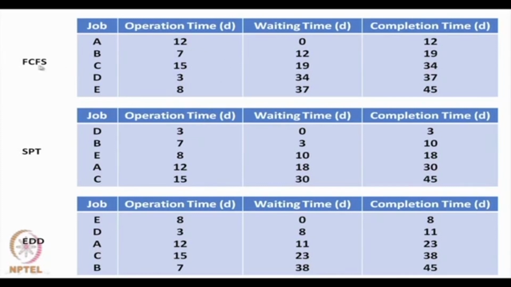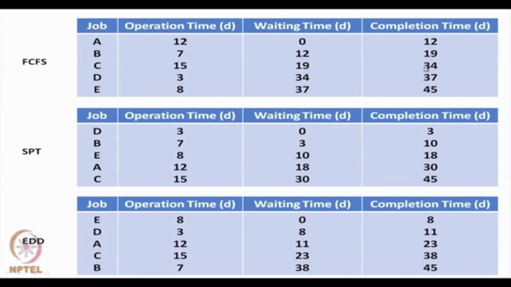Now, for first come first serve, A is processed first, so its waiting time is 0, completion time is 12. Now, job B has to wait for 12 days before work can start. So, 12 is the waiting time and 7 days it takes. So, on the 19th day work will be complete. Job C has to therefore wait for 19 days before work on job C can start. Therefore, the date on which it will be completed is 34.